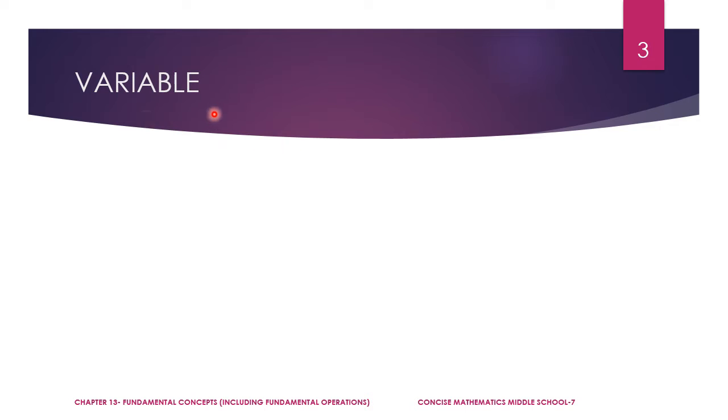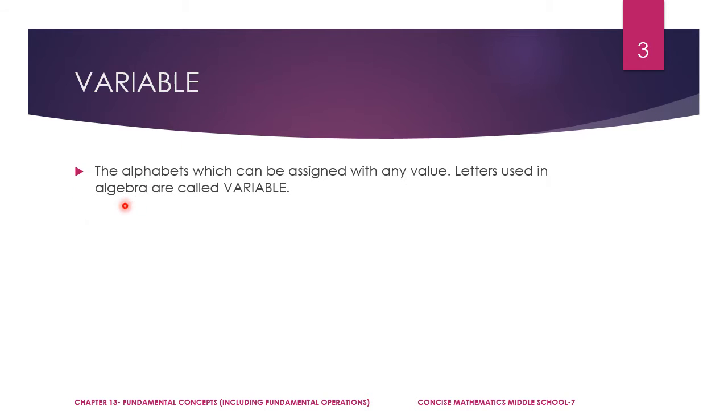Next is variable. What is a variable? It is an alphabet which can be assigned any value. Letters used in algebra are called variables. We have just seen this in the previous example itself. So they are the English alphabets. The numbers are called constants and the alphabets are called variables.